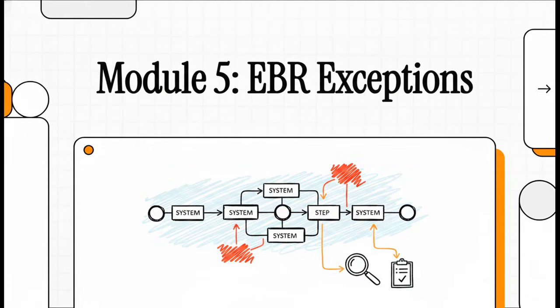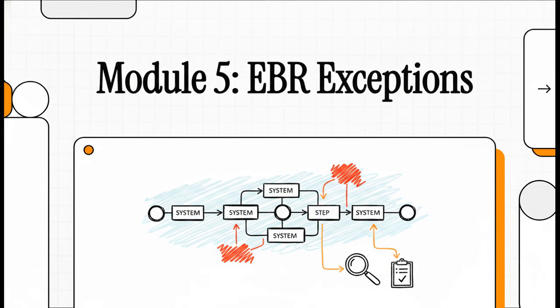Welcome to this explainer on Module 5, focusing on mastering electronic batch record exceptions. Today, we're getting right into exactly how you handle system departures without ever compromising your site's quality or compliance. Now, if you're working with manufacturing systems, you already know the software is constantly monitoring the process, right? But what actually happens when things don't go exactly to plan?